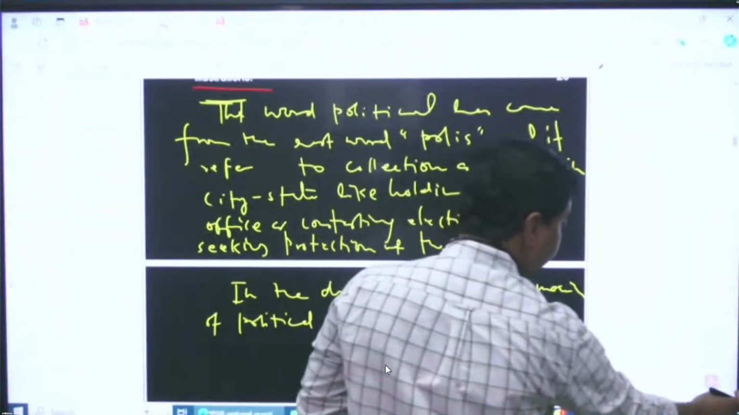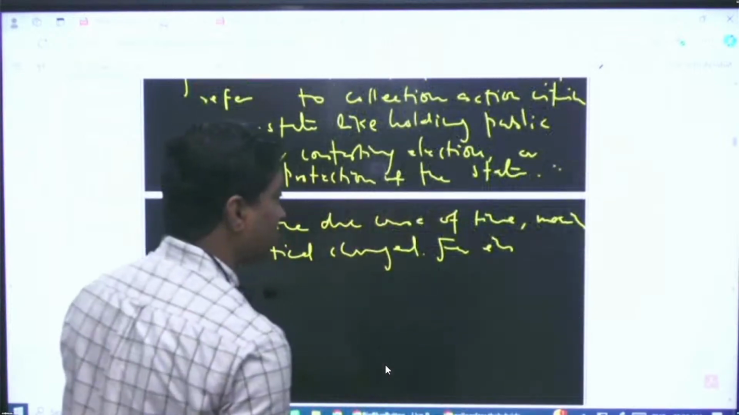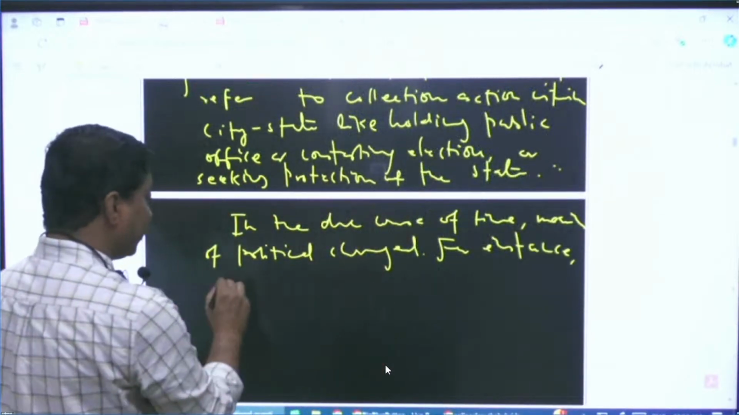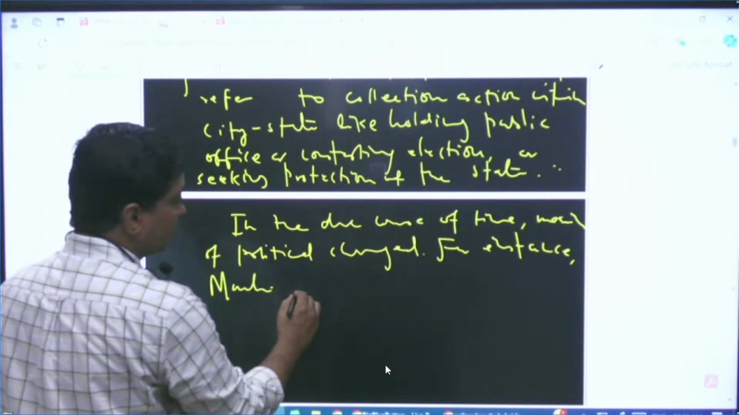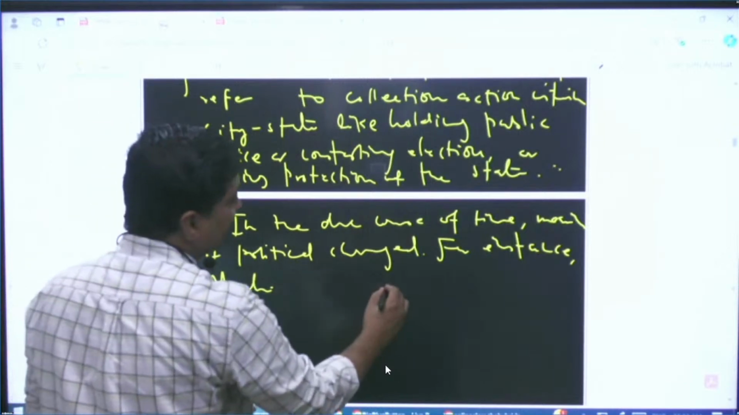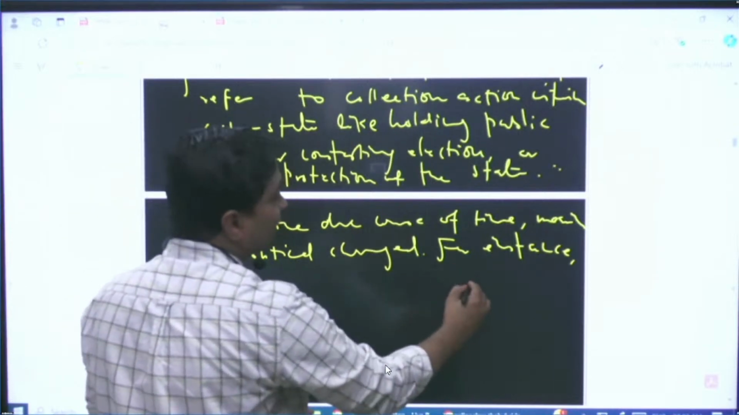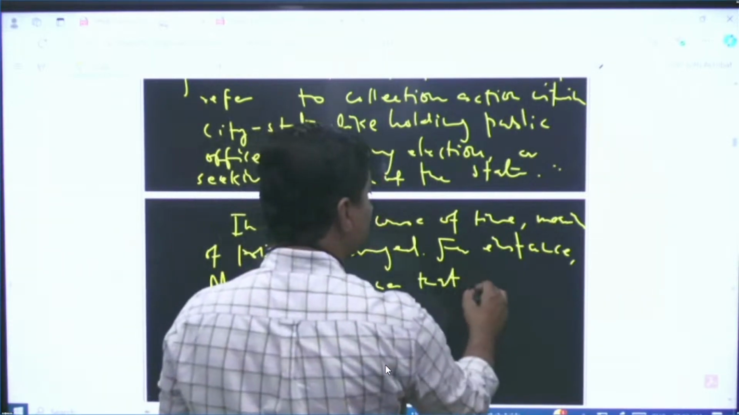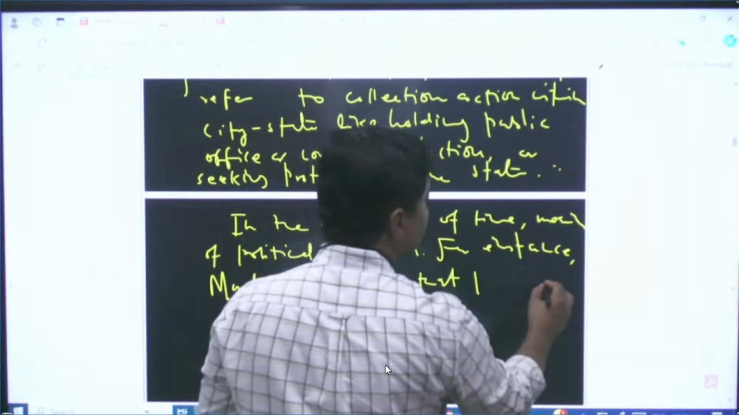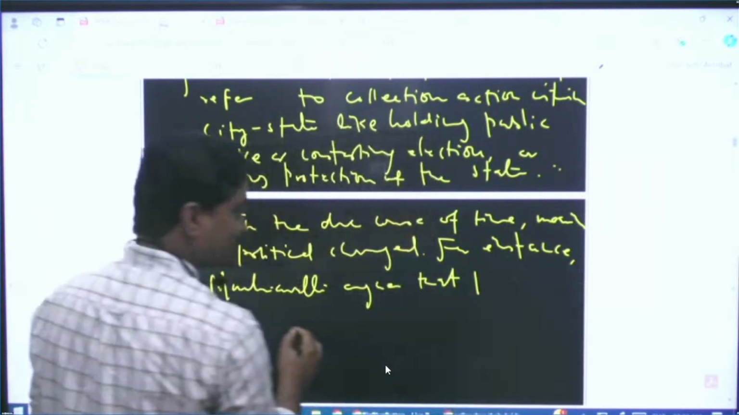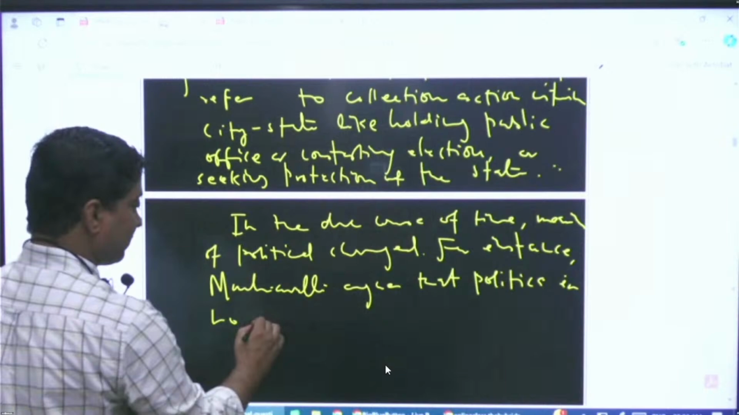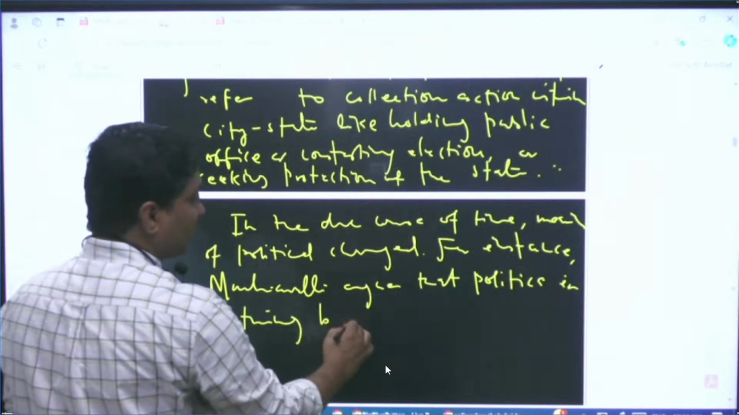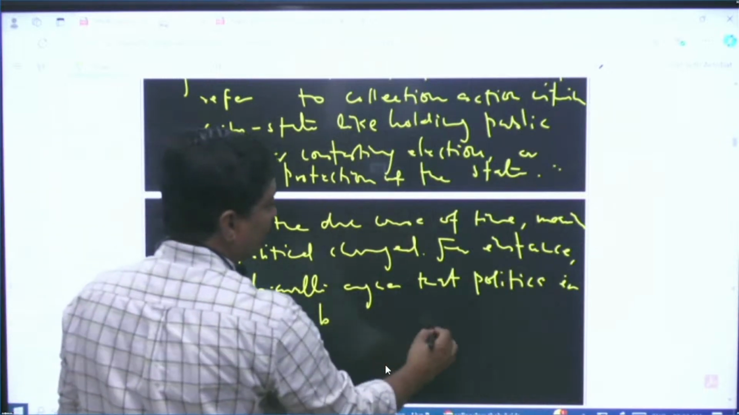Machiavelli argues that politics is nothing but a struggle for power.